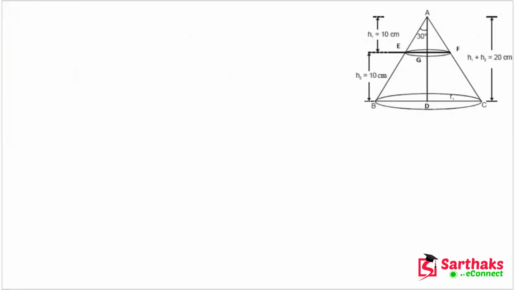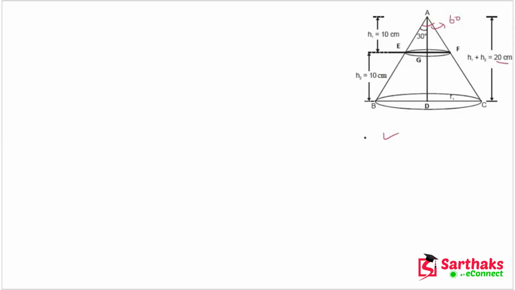So our diagram looks like this. This is our right circular cone. This is the cutting section where a plane cuts the cone. This is our angle, which is 60 degree. I hope you get this point. So total height is 20 centimeter. It is cut from the middle, so this will become h1 and h2, which are 10 centimeter and 10 centimeter. I hope you get this point.